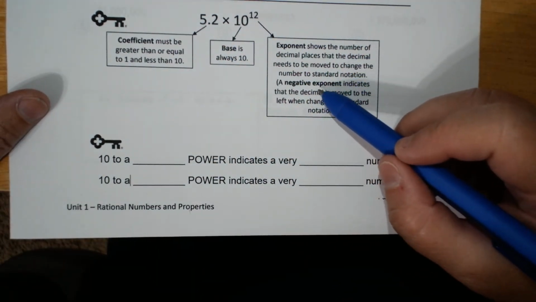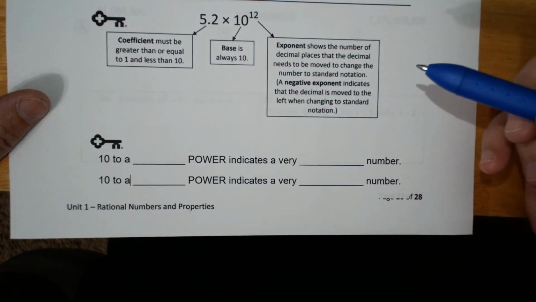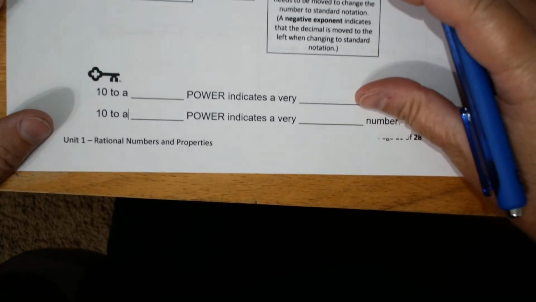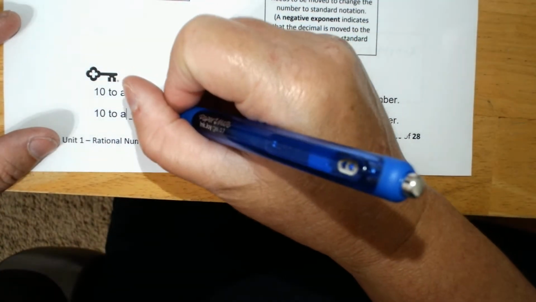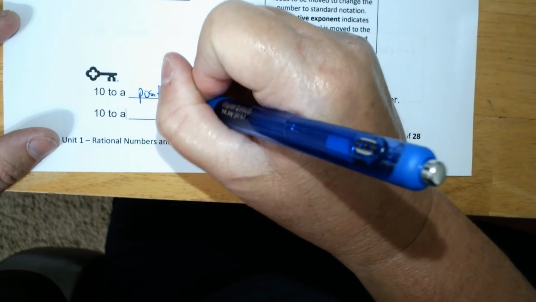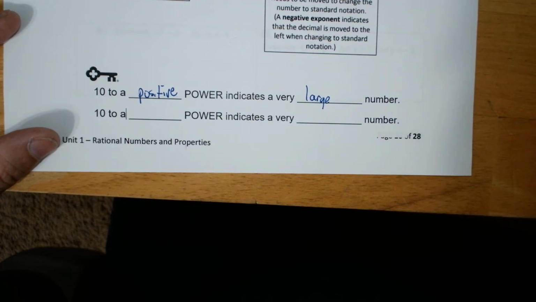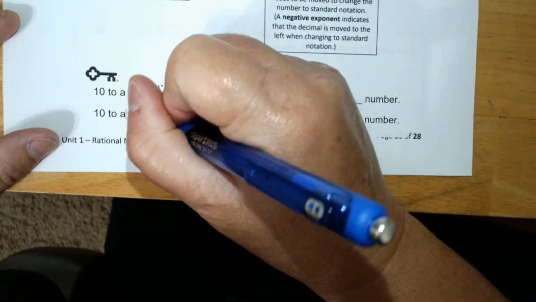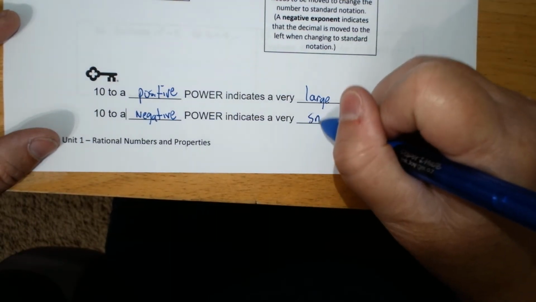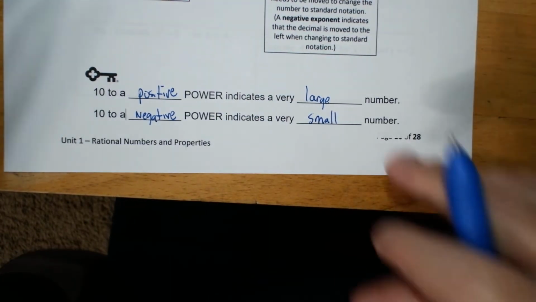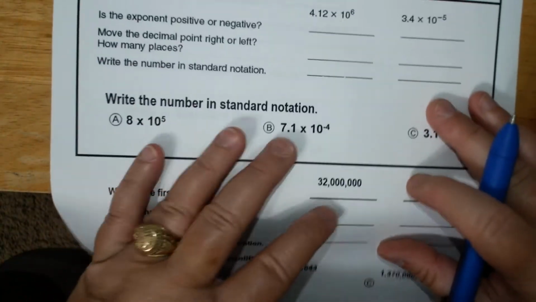A negative exponent indicates that the decimal is moved to the left when changing to standard notation. 10 to a positive power indicates a very large number. 10 to a negative power indicates a very small number. We're going to turn the page and we're going to practice a little bit.